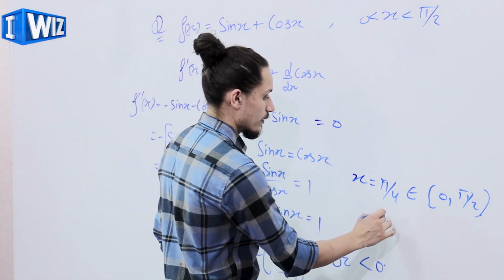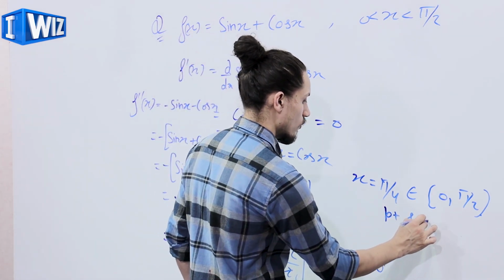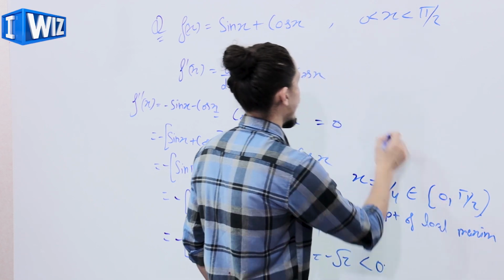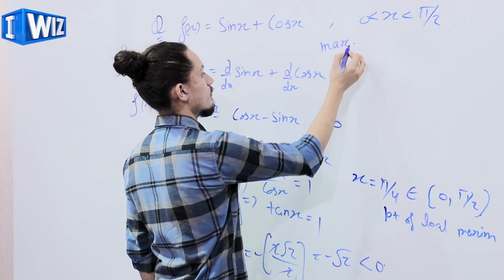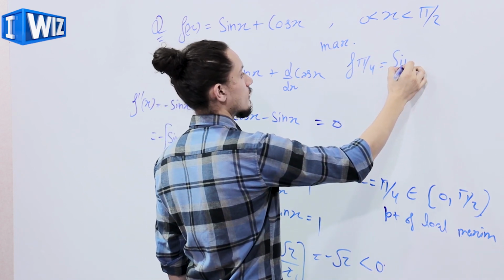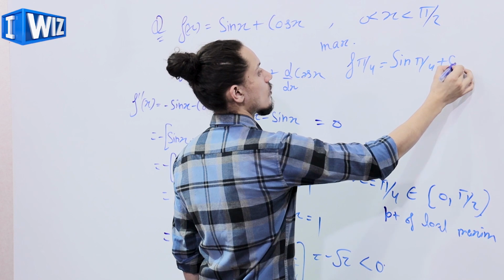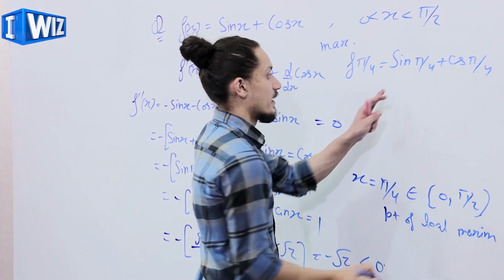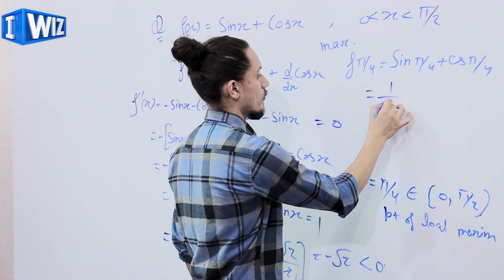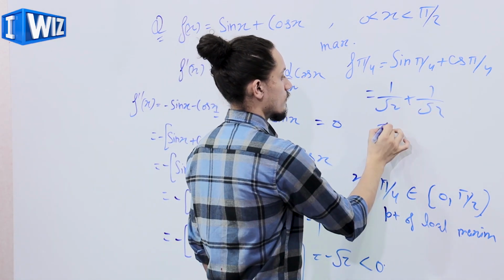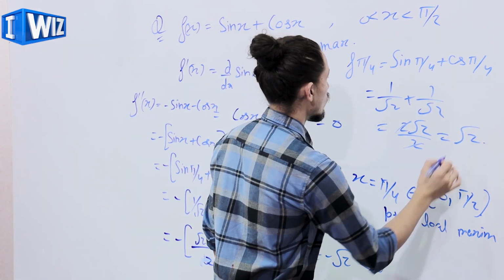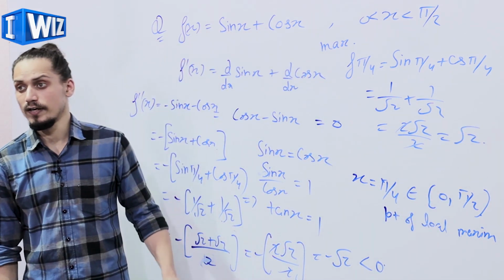So x is equal to pi by 4 is the point of local maxima, and the maximum value of this function will be given at f of pi by 4, which is equal to sin pi by 4 plus cos pi by 4. Now sin pi by 4 and cos pi by 4 are each equal to 1 upon root 2, so this is 1 upon root 2 plus 1 upon root 2, which is equal to 2 root 2 upon 2, which is equal to root 2. So root 2 is the maximum value of this function.